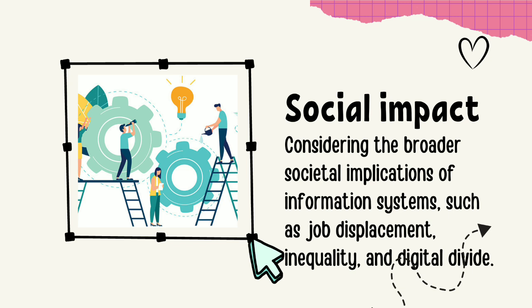Another example is the impact of automation and artificial intelligence on employment. While these technologies can increase efficiency and productivity, they also raise concerns about job displacement and the widening gap between skilled and unskilled workers. In essence, social impact examines the broader implications of technology on society and aims to understand and address both the benefits and challenges that arise from its use.